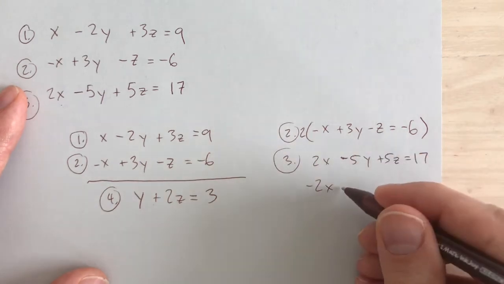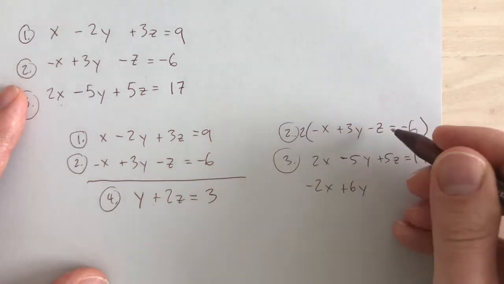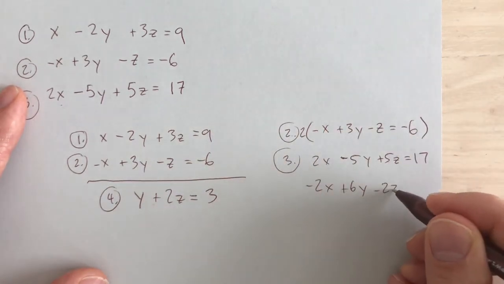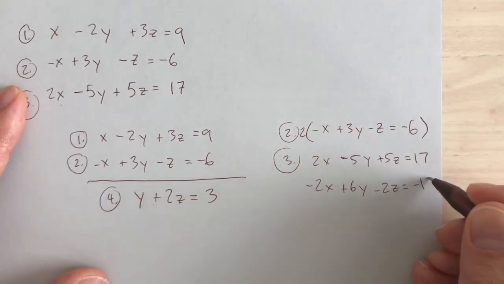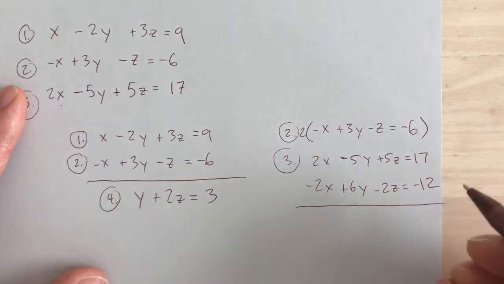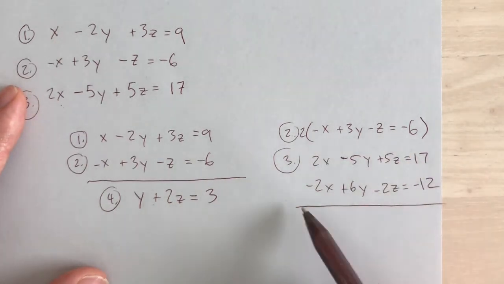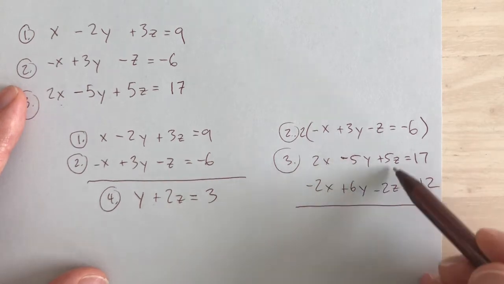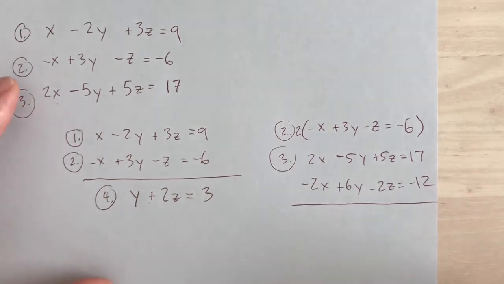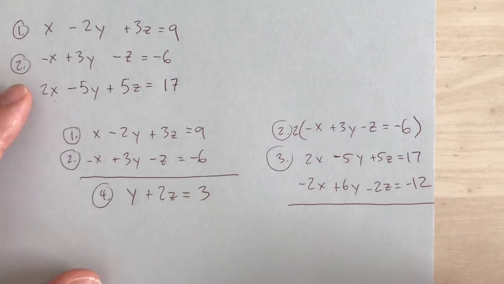2 times y is going to be 6y, 2 times z is going to be negative 2z, and then 2 times negative 6 is going to be negative 12, okay? So I kind of rewrote equation 2 by multiplying everything by 2. And if you notice, if I add these together now, I'm going to get those x's to cancel. So I'm going to do that.